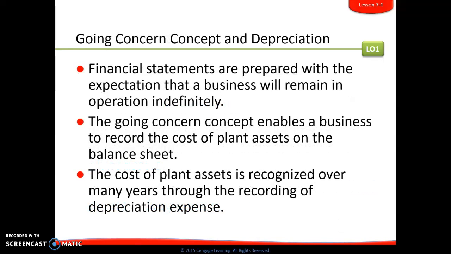Going concern concept and depreciation. Financial statements are prepared with the expectation that a business will remain in operation indefinitely. So we're just stating that when we're creating these financial statements, we're not looking at a business ever closing. We're looking at it staying open. The going concern concept enables a business to record the cost of plant assets on the balance sheet. The cost of plant assets is recognized over many years through the recording of depreciation expense.